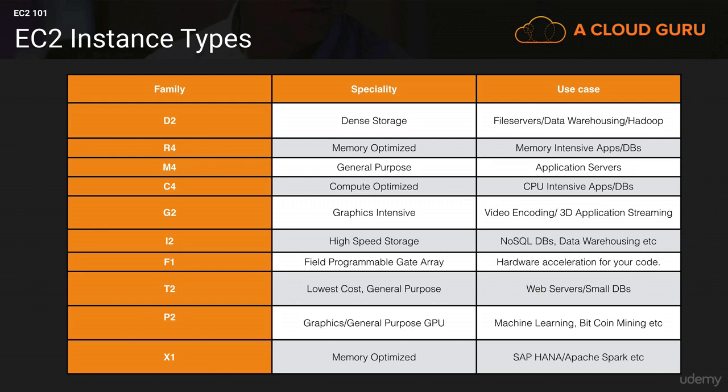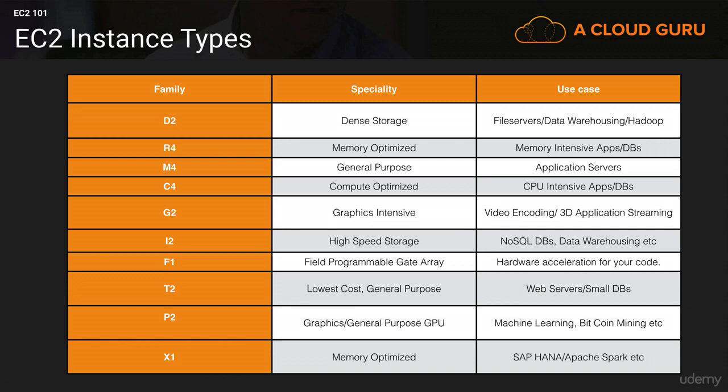We then have T2s. These are low-cost general purpose VMs, and we're going to be using T2s all the time in this course. It's going to be our default one, so we're always going to be using the T2 micro, which we will see in the very first lab coming up. And these are typically used for web servers and small database servers. We then have P2. P2 is for graphics and general purpose GPUs. Amazon say it's for machine learning and other use cases.